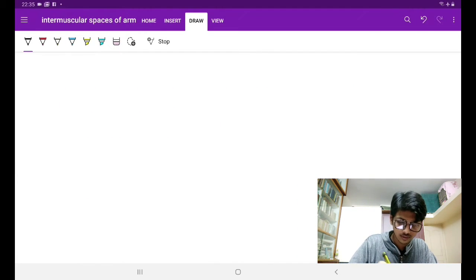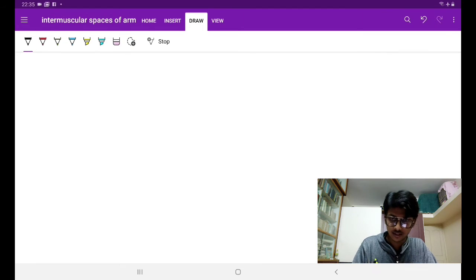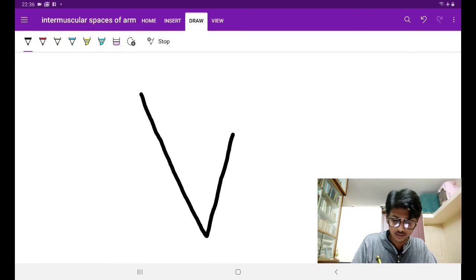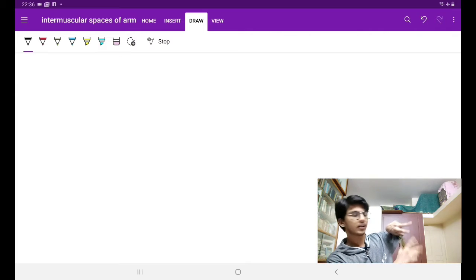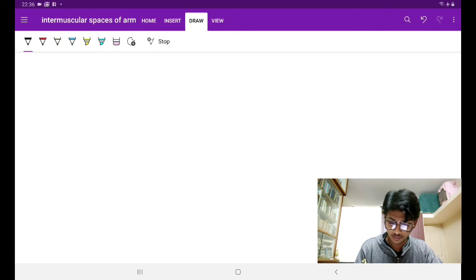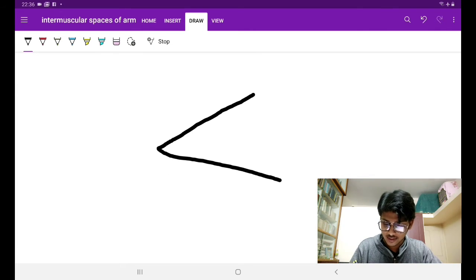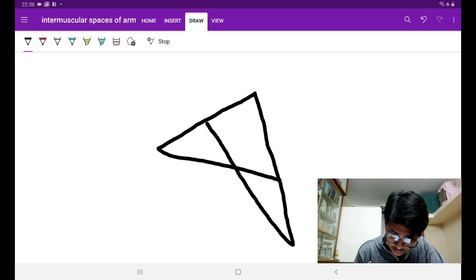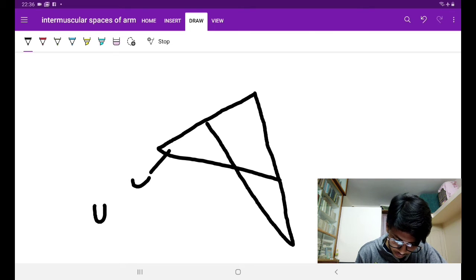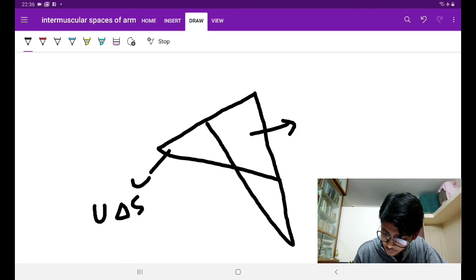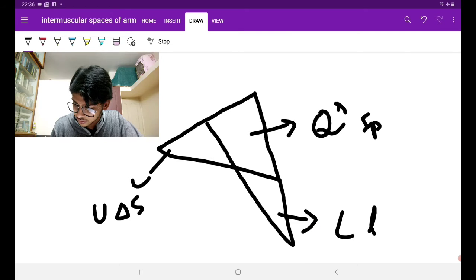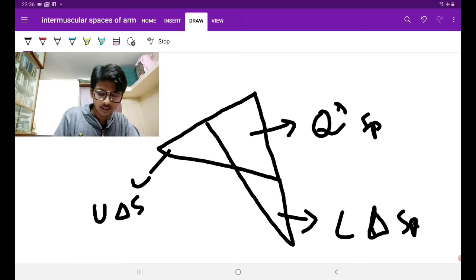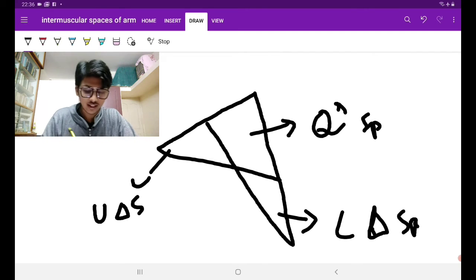See here, there are two V's, right? Like this we represented it, na? One V here, one V here. So the first V I'm drawing here like this, and the second V I'll be drawing like this. You got it, na? This was the representation. So this becomes the upper triangular space, this becomes the quadrangular space, and this becomes the lower triangular space, isn't it? Now let's discuss the contents of the spaces.